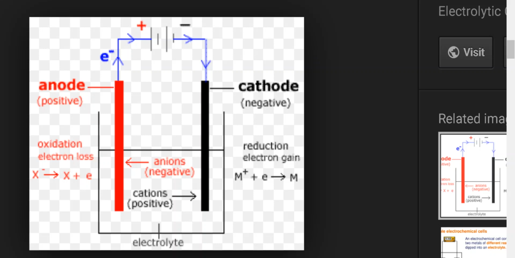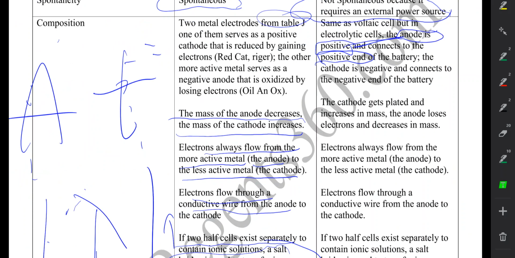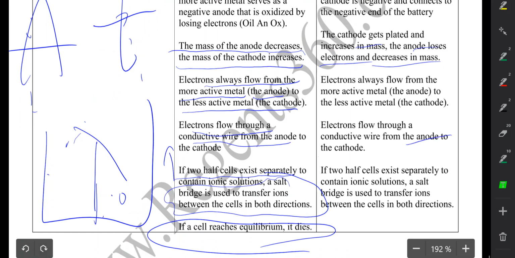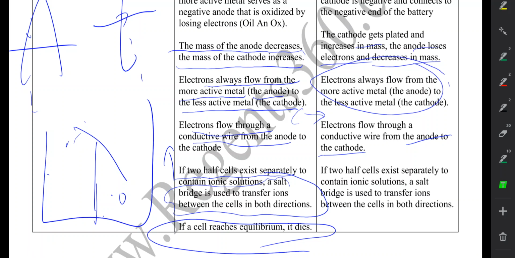So sometimes you're going to get a question that says, which of the following is the site of oxidation? Or in this case, which of the following is the site of plating? Which of those will get plated? Know that the cathode is the one that gets plated. In other words, the black electrode that's connected to the negative end of the battery in this case. The cathode gets plated and increases in mass. The anode loses electrons and decreases in mass. Same situation, electrons are going to flow from the anode to the cathode, just like in voltaic cells. Electrons are always going to flow from the more active metal to the less active metal. Same thing, if two half cells exist separately, then you're going to need a salt bridge to connect them.